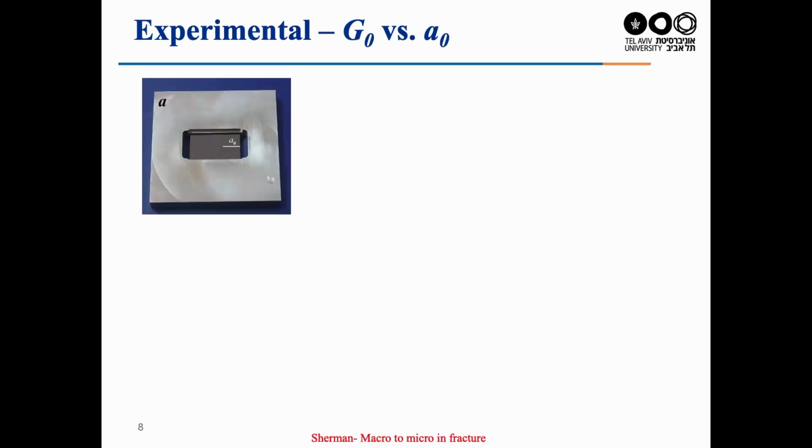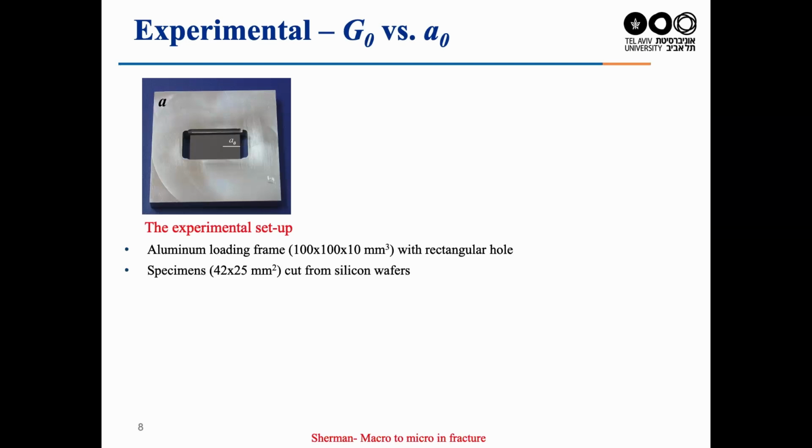This is our experimental system. We have an aluminum plate, 100 by 100 by 10 millimeters cube with rectangular hole. The specimen is 42 by 25 millimeters square. This is the specimen cut from silicon wafers. The pre-crack is generated here by thermal shock technique. And then the specimen is glued by 2 epoxy resin layers, cured for 4 days, and then it is ready to be tested.